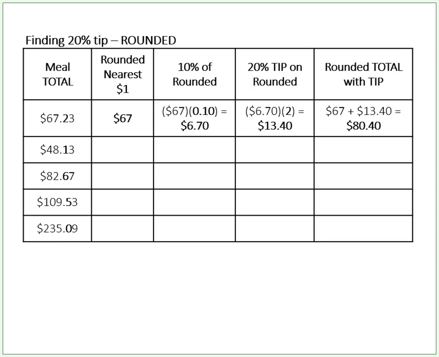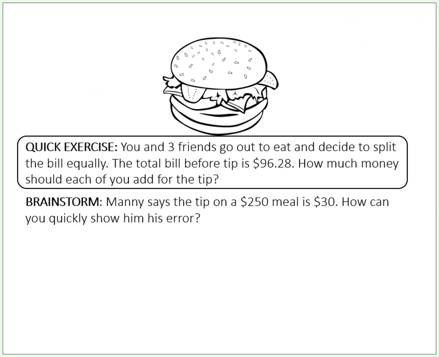Another chart, practicing this. So the way this chart is going to have you do it is round it to the nearest dollar. So instead of saying $67.23, just $67. So round first to the nearest dollar, multiply by 10%, multiply by 2. Remember, 10% is 0.10. And then your fourth step would be to add it together. So just another way to practice getting your tip value. And another exercise, another brainstorm.